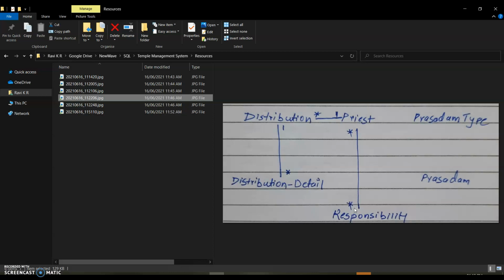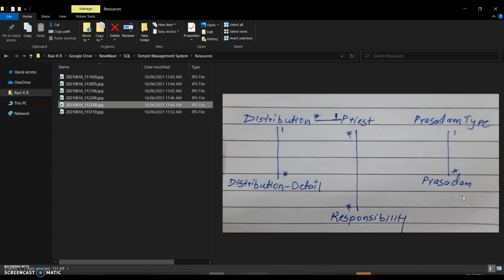How this will be implemented in the database, that's something we'll go ahead and figure out in the next few steps. Now we do have a few more entities to be associated. So let's look at the prasadam type next. A given prasadam type can have several items under it. Example, if you just take a prasadam type as a rice item, you can have lemon rice, tomato rice, masala rice, and so on and so forth, which could be distributed as prasadam.